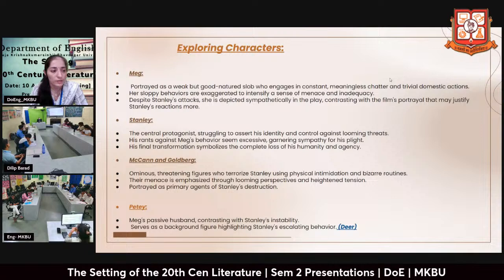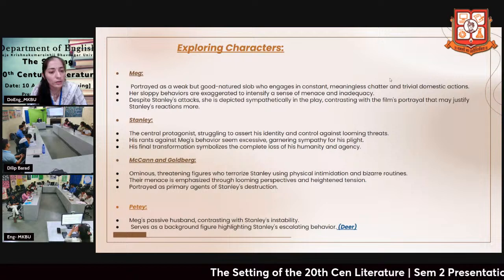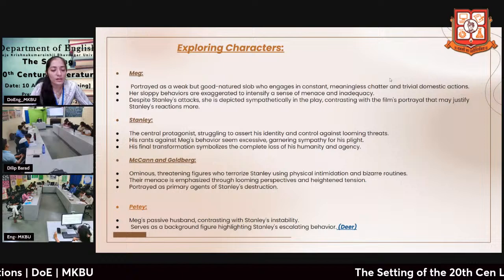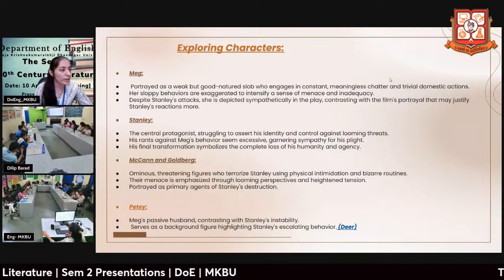Meg, as we saw earlier, is the owner of the boarding house. She is portrayed as a weak but good-natured slob who engages in constant meaningless chatter and trivial domestic actions. Her sloppy behaviors are exaggerated and intensify a sense of meanness and inadequacy. Despite Stanley talking to her in a very rude way, she is always caring towards Stanley. In many adaptations, we can find this depiction. She has a motherly, caring nature.